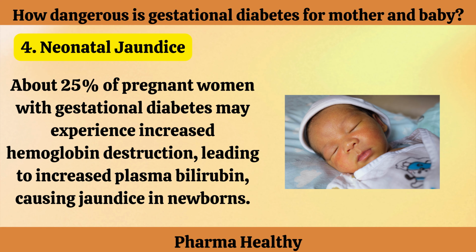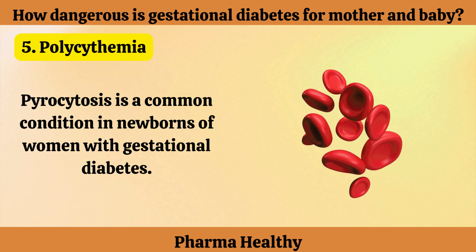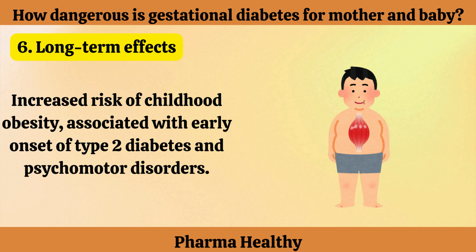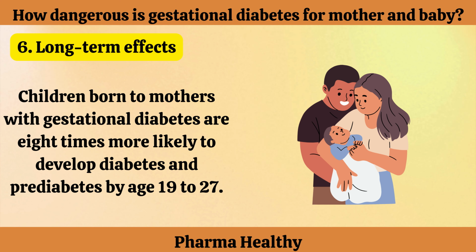4. Neonatal jaundice. About 25% of pregnant women with gestational diabetes may experience increased hemoglobin destruction, leading to increased plasma bilirubin, causing jaundice in newborns. 5. Polycythemia. Polycythemia is a common condition in newborns of women with gestational diabetes. 6. Long-term effects. Increased risk of childhood obesity, associated with early onset of type 2 diabetes and psychomotor disorders. Children born to mothers with gestational diabetes are 8 times more likely to develop diabetes and prediabetes by age 19 to 27.